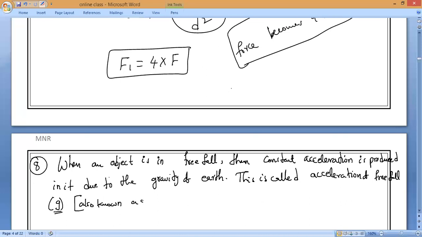Also known as acceleration due to gravity. Understand now, Kaushik? Yes, sir. Both are same.